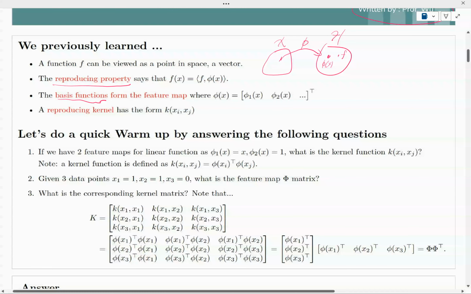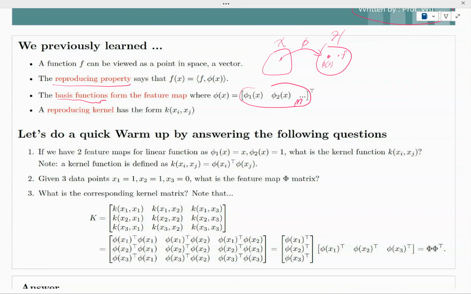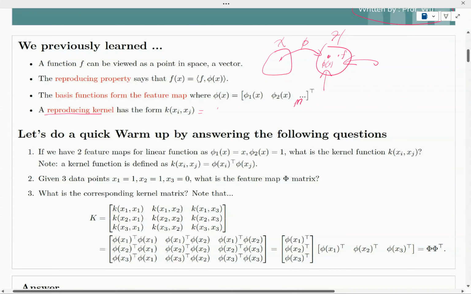Now, the basis functions are the functions here, phi 1, phi 2, phi m. So the collection of basis functions. Now remember, a basis function only returns a single value, a scalar. However, a collection of them, let's say there are m of them, has m dimensions. So phi of x right here is in an m-dimensional space, because there are m of them. And a reproducing kernel has the form k of xi, xj, and it's equal to the inner product of phi of xi, phi of xj. So this is basically what we went over last time.